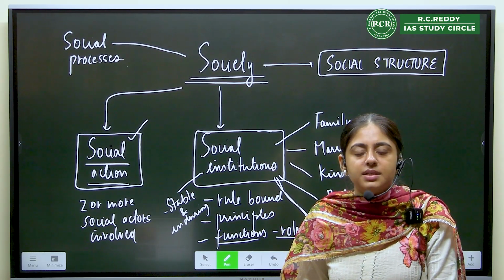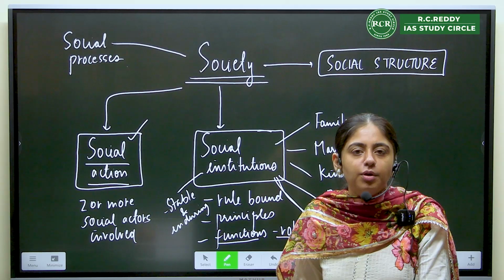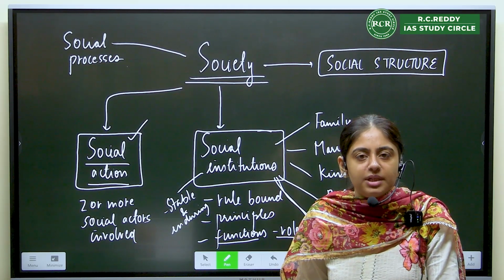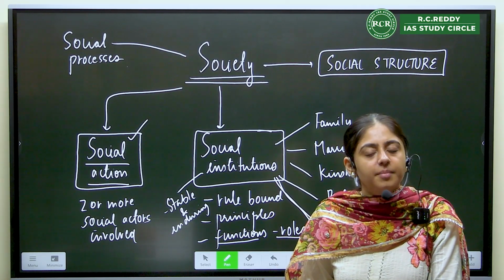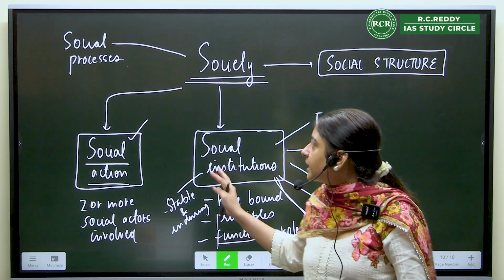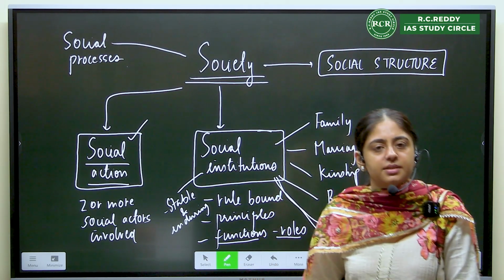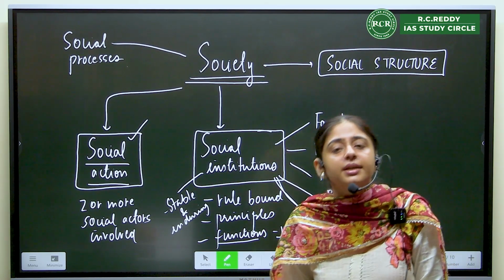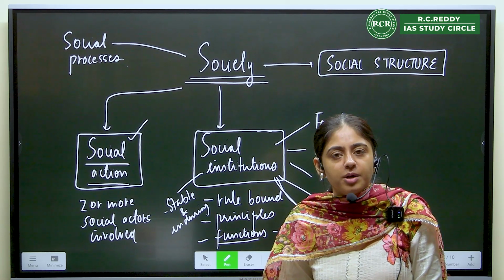right? Like Karl Marx's theory is mostly based on conflict. He wants to study the conflict in the society. We'll see that. So we want to study about the social processes. Social change in the society is also a social process.